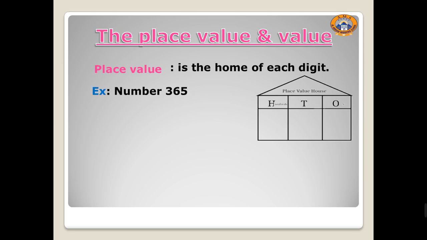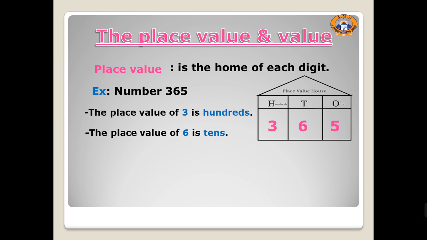For example, if we have number 365, I will write the number in my house. Look, the place value of 3 is hundreds, and the place value of 6 is tens, and the place value of 5 is ones.